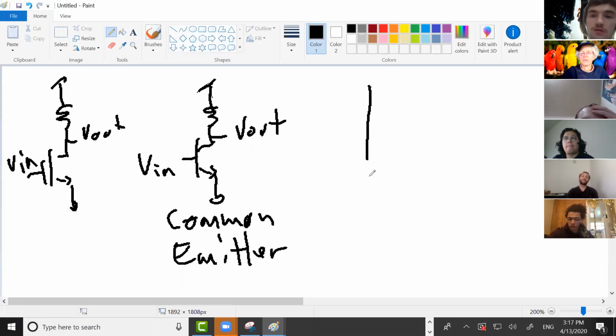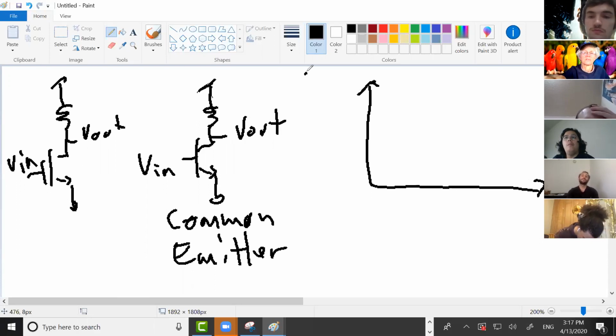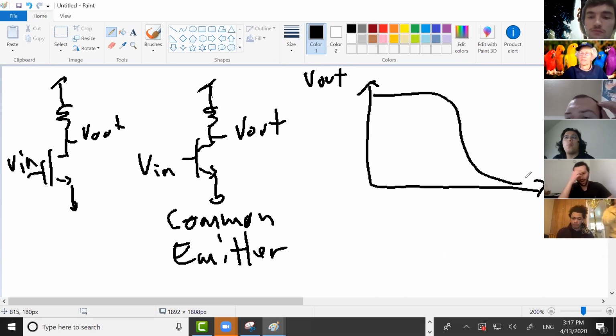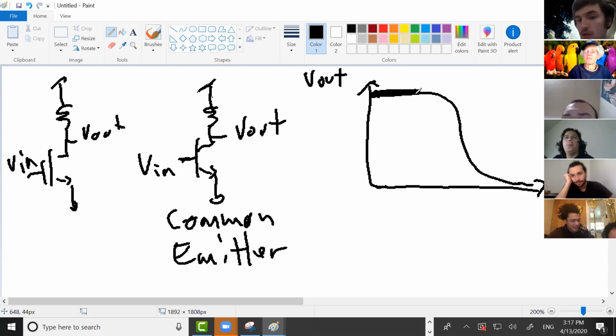Okay, so this circuit, as you saw in 307 when you were calling it an RTL, looks something like this. Let's say VIN is 0. What's Vout doing? It's at VCC. Is that exciting as an amplifier? No. If you change Vin, Vout isn't changing at all. So that's 0 gain.